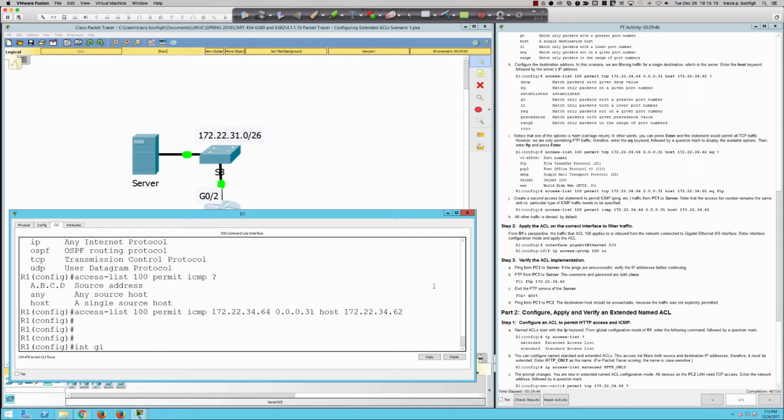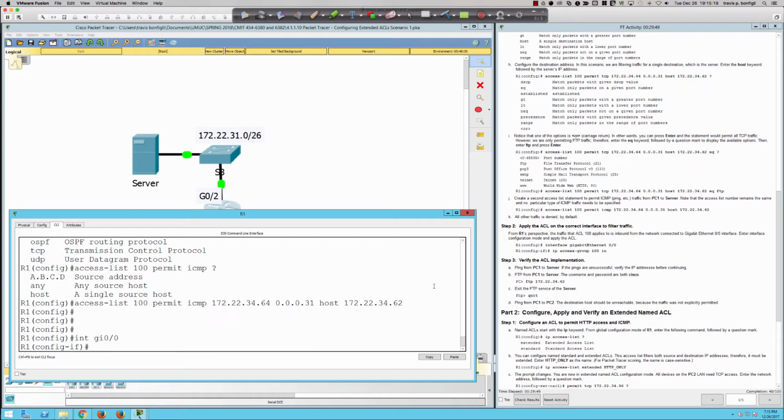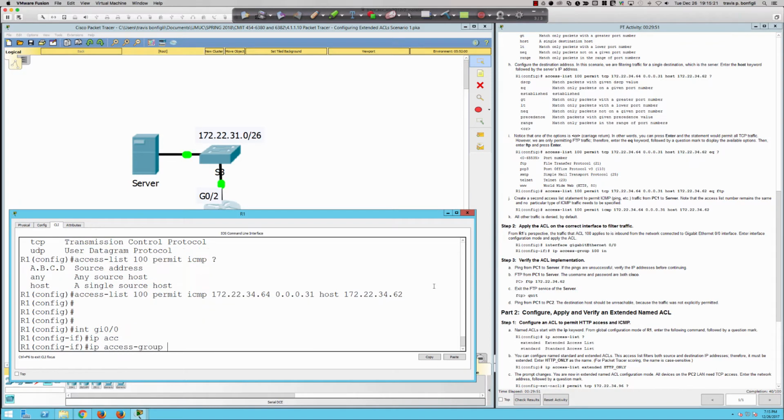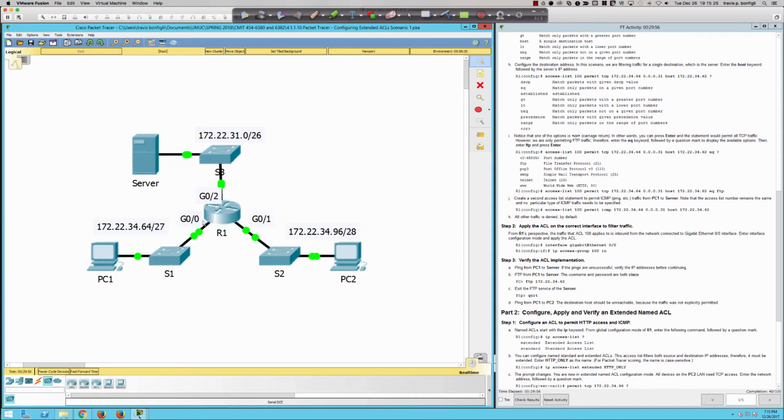So now we're going to go under interface gigabit Ethernet 0/0, and I'm going to say ip access-group, and what do we say? 100 inbound. So where are we applying this? So I'm applying it here on gig 0/0, the extended ACL. The best practice, if you can achieve your goal, is to apply it as close to the source as possible. With a standard ACL, it's just the opposite. A standard ACL should be applied as close to the destination as possible.